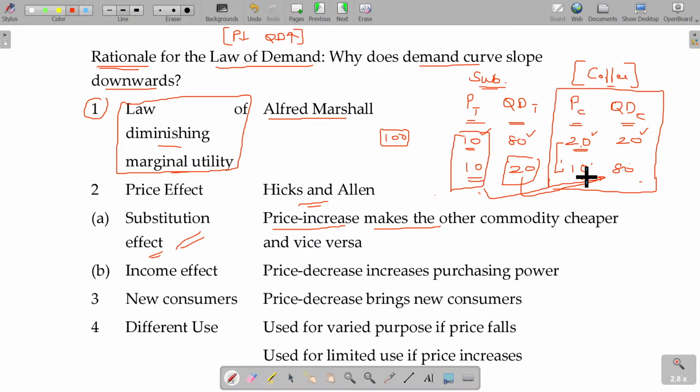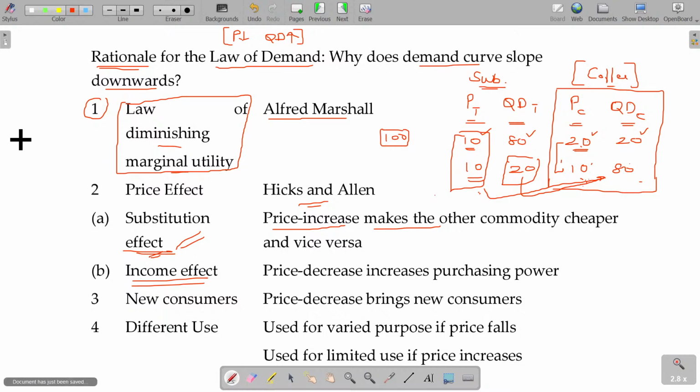Hicks and Allen. You have to understand the difference. Hicks and Allen say that demand comes downward. No, they validate the statement and give the reasons for it from two angles. One angle is the substitution effect. The other angle is the income effect.